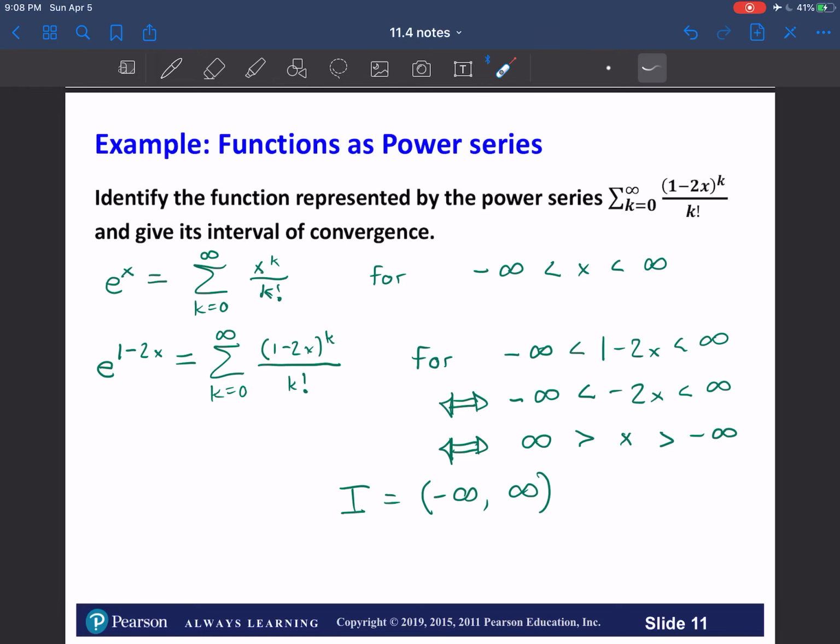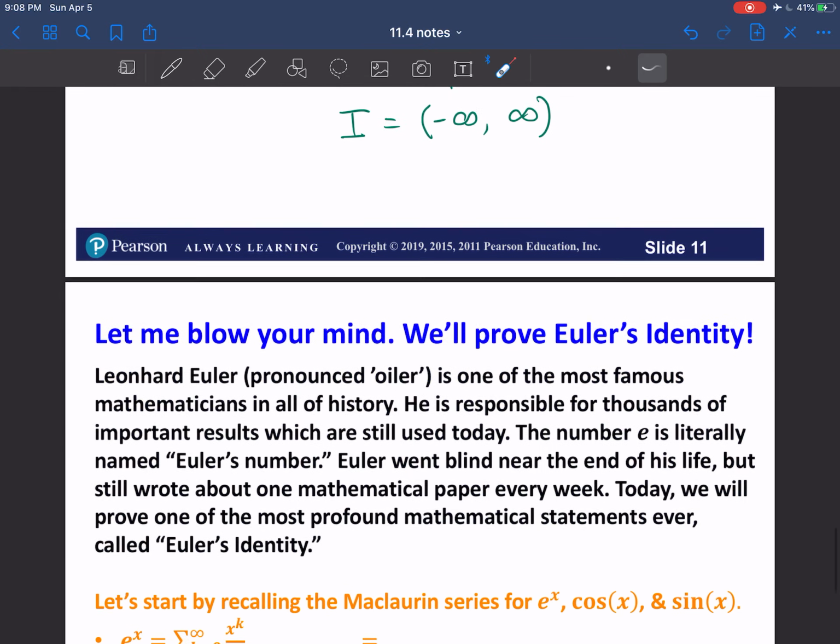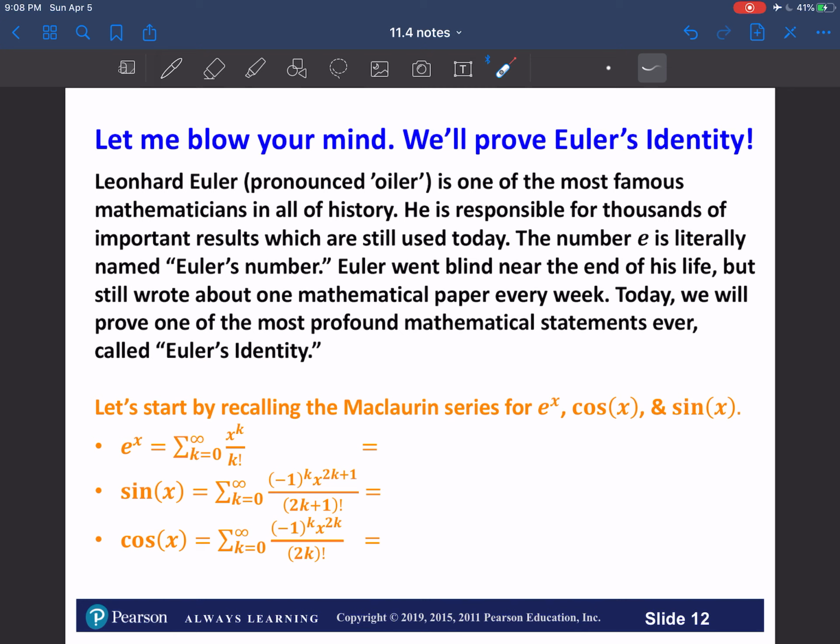All right, so the next result that I'm going to show you guys is my favorite result in all of mathematics. This thing that I'm about to show you is, no joke, what I'm going to print on my gravestone. So let me blow your mind, and I think this is what you've all been waiting for. It's the culmination of mathematics.